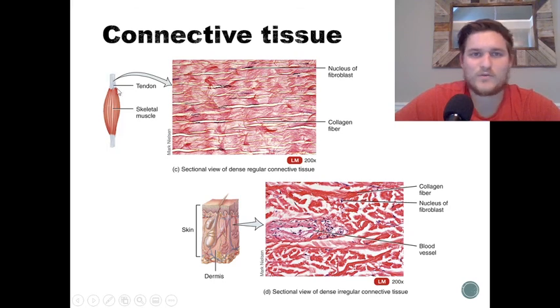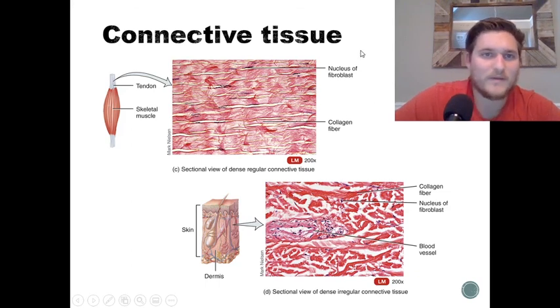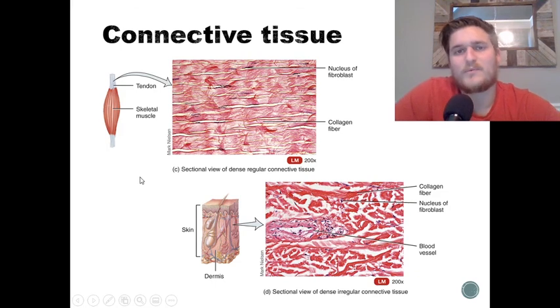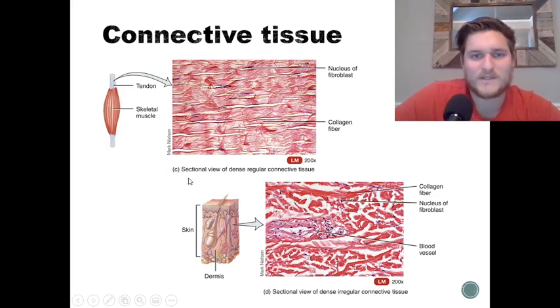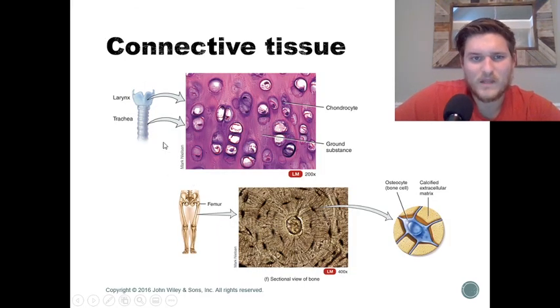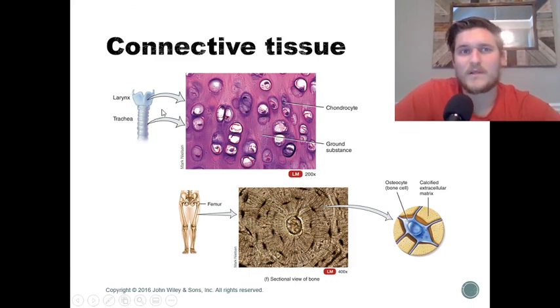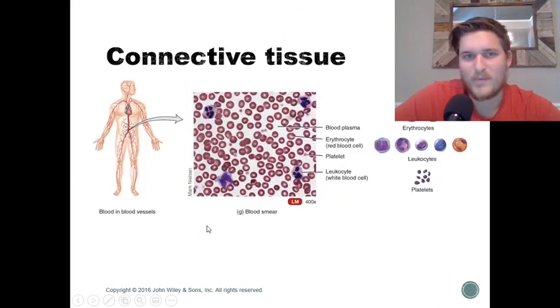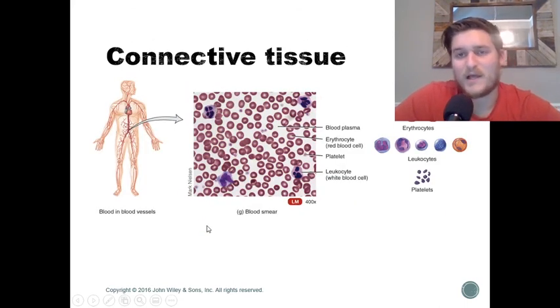Connective tissue can also be found in our muscular system. Tendons are made up of this collagen fiber and fibroblasts, and even though they don't contract, they help to be a part of our skeletal muscle system. It's also found in certain structures of the body, including the trachea and the larynx, within our bones, and even the blood. The blood cells are considered connective tissue.